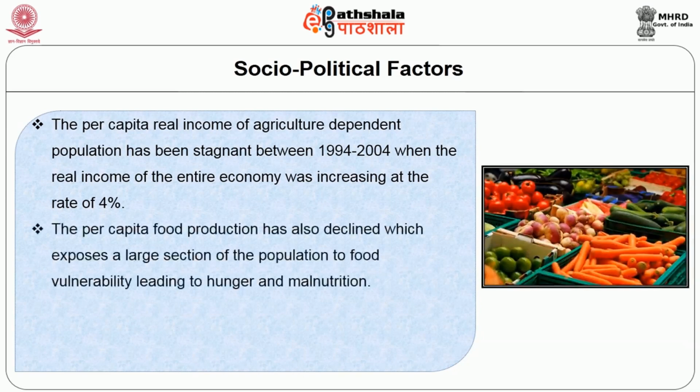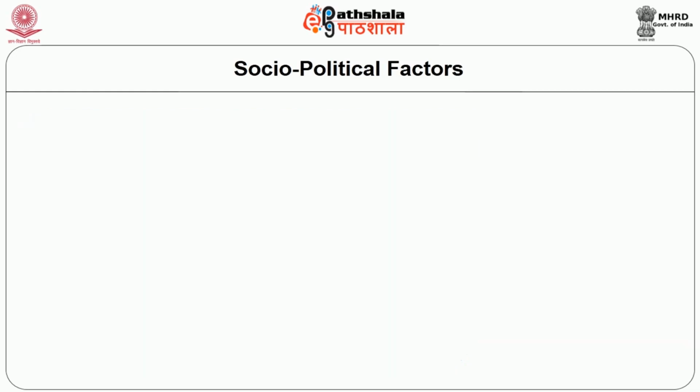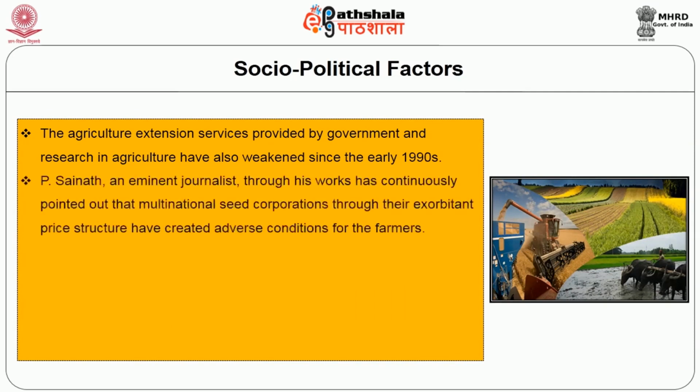The per capita food production has also declined, leaving a large section of the population food vulnerable, leading to hunger and malnutrition. The problem of landlessness has also increased because of agrarian distress, which has further overcrowded the agricultural labor market. The agricultural extension services provided by government and research in agriculture have also weakened since the early 1990s. P. Sainath, through his work, has continuously pointed out that multinational seed corporations, through their exorbitant price structure, have created adverse conditions for the farmers.